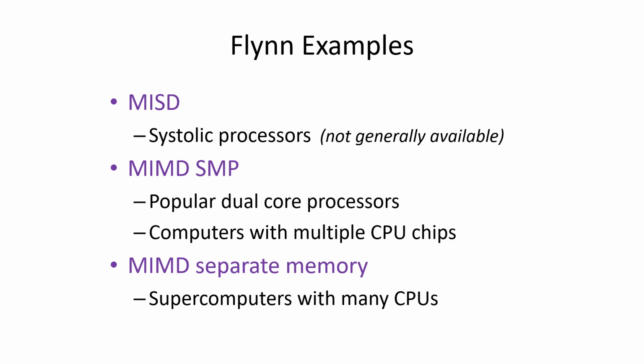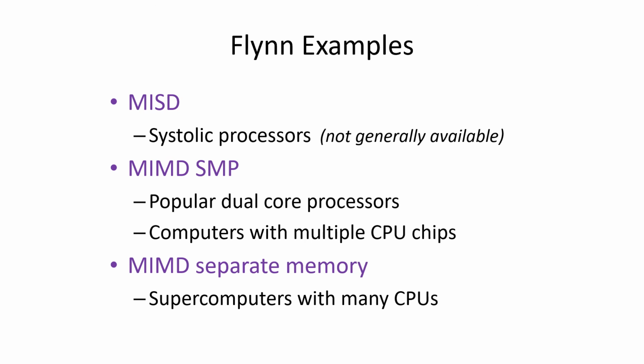Multiple instructions, single data are very rare. We don't generally use those, although sometimes in signal processing machines you'll find these. And then multiple instruction, multiple data, SMP is shared memory processor or symmetric multiprocessor. This is very popular. These are your dual core machines that you find in laptops these days.